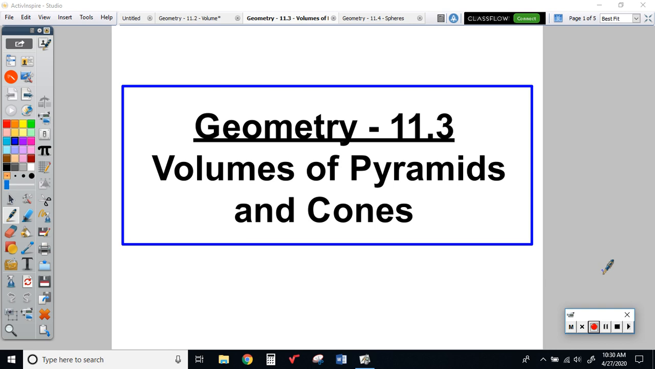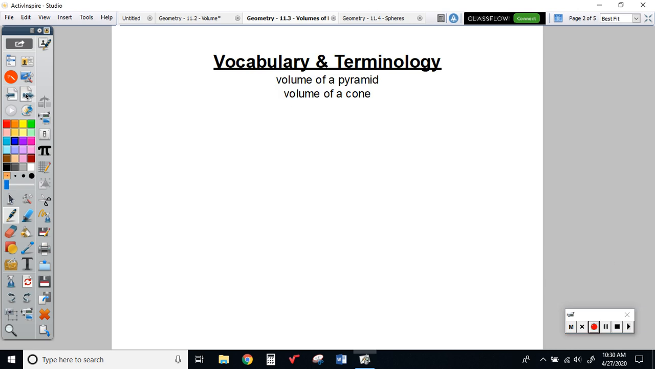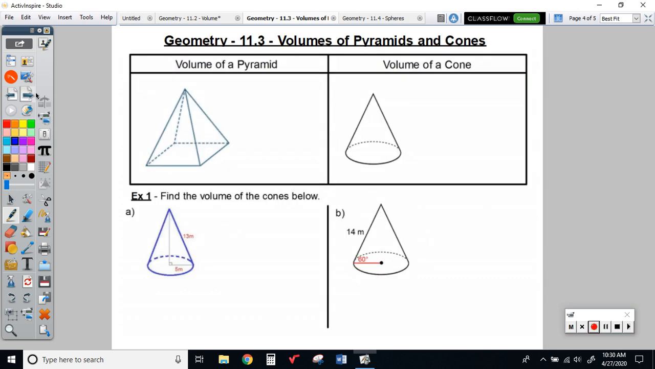Hello, students of geometry. Welcome to 11.3, volumes of pyramids and cones. We're going to take a look at both of those shapes here in this lesson. The proof for these formulas goes a bit beyond your standard geometry class, so feel free to Google that if you really are interested in why this formula works the way it does.